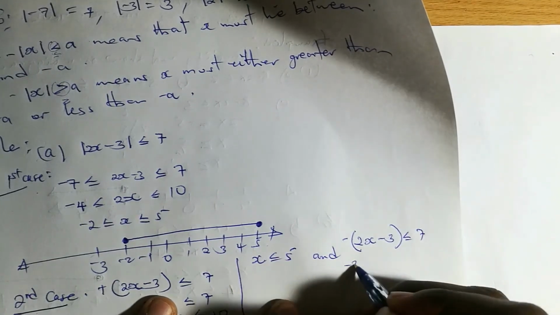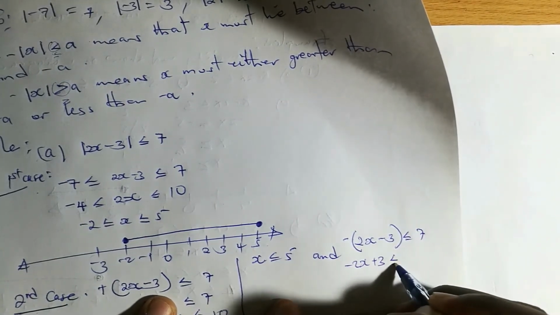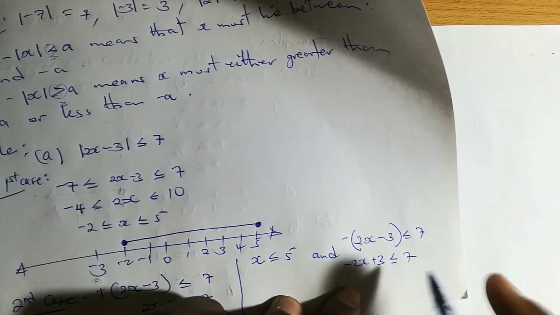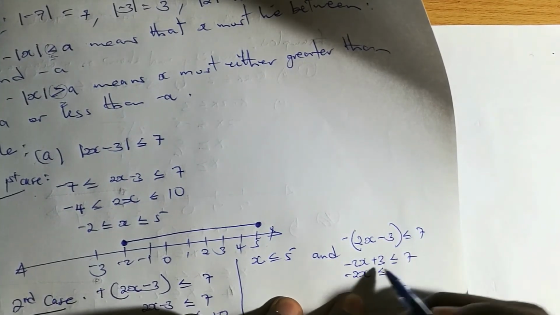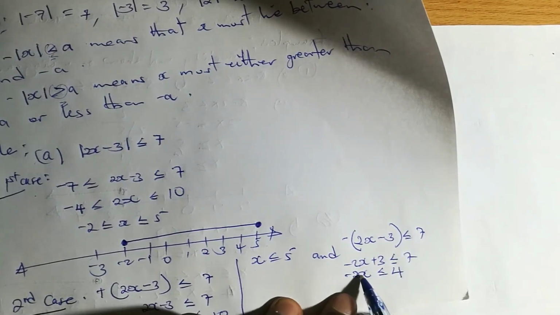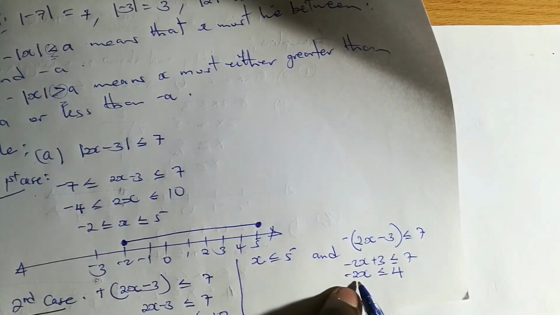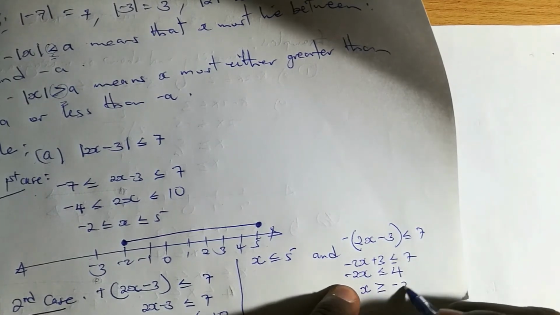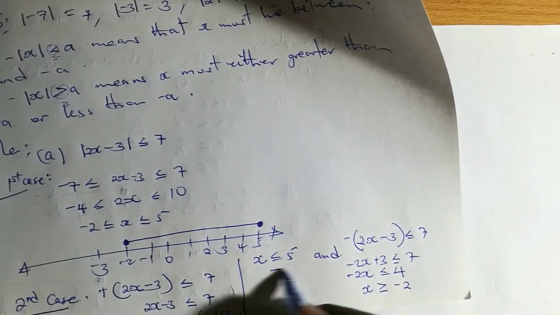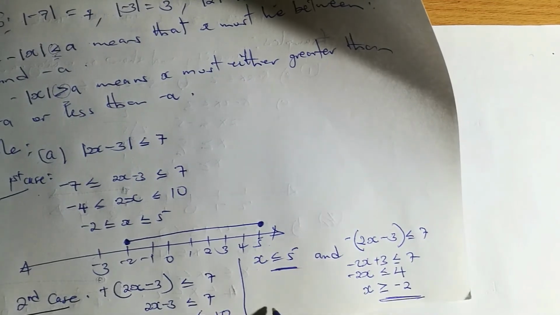So here we have minus 2x plus 3 being less or equal to 7. Now we subtract 3 on both sides, and we have negative 2x less or equal to 4. Dividing throughout by negative 2 means we have to change our sign to greater or equal to negative 2. And that's why we came out with this. So when you combine that, you have negative 2 and 5 here, with x in the middle.